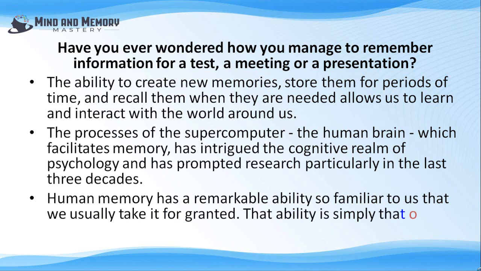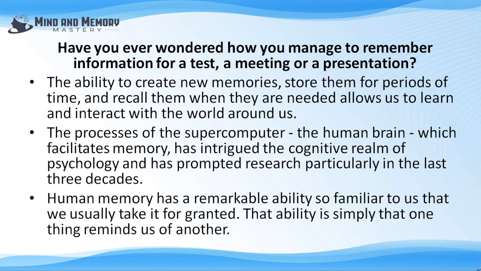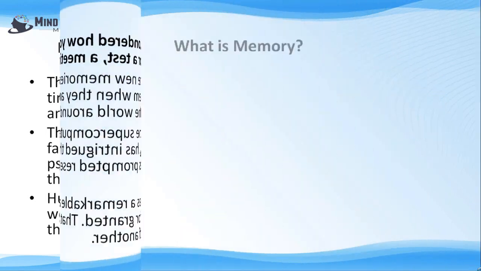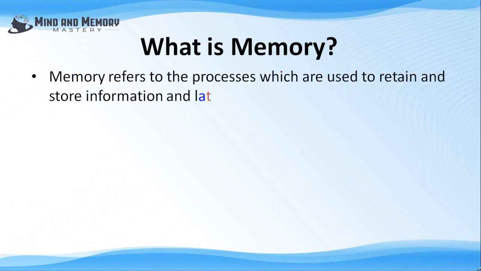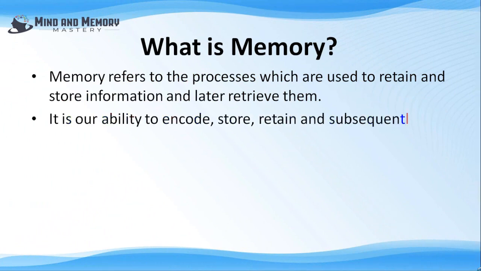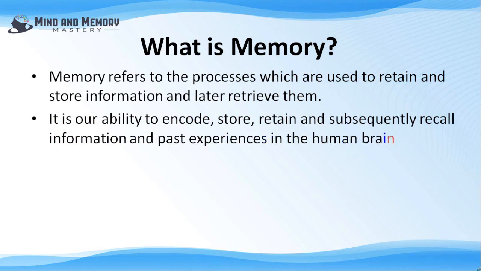Human memory has a remarkable ability so familiar to us that we usually take it for granted. That ability is simply that one thing reminds us of another. What is memory? Memory refers to the processes which are used to retain and store information and later retrieve it. It is our ability to encode, store, and retain and subsequently recall information and past experiences in the human brain.